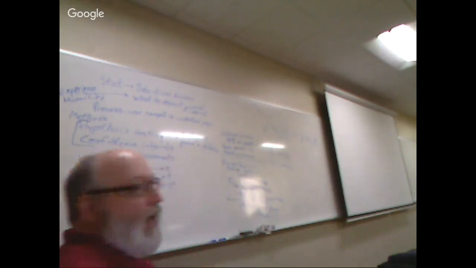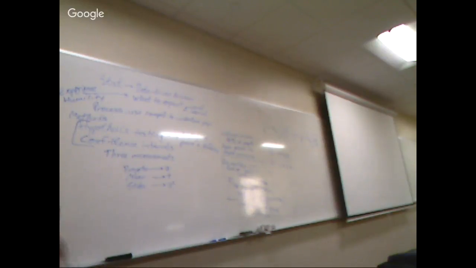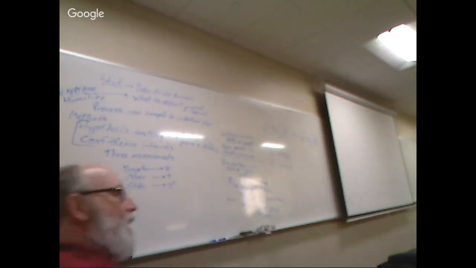So p hat is 0.86. It's 258 out of 300. Put those numbers in there, crunch them. Hopefully we come up with 0.821 and 0.899.